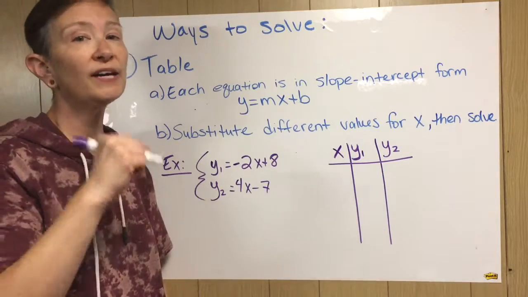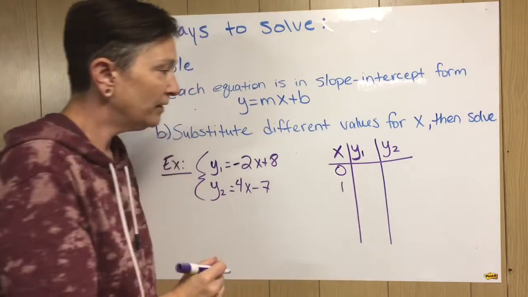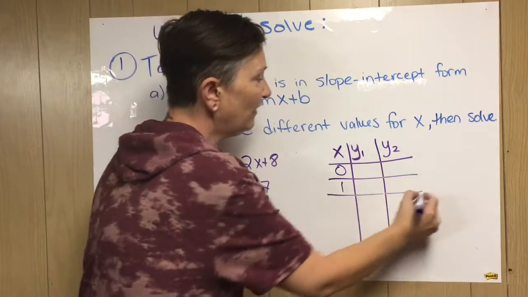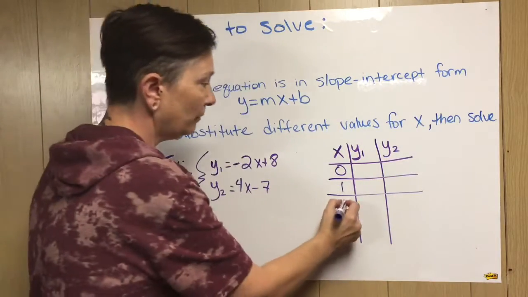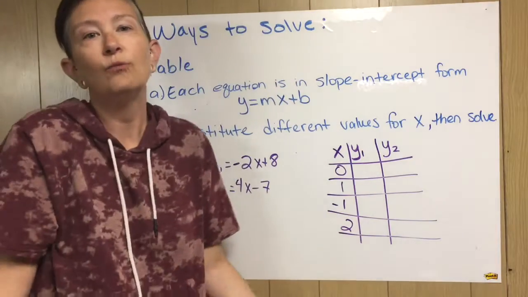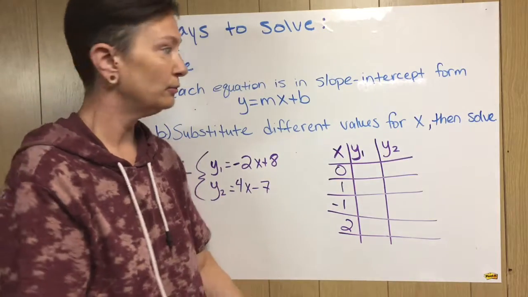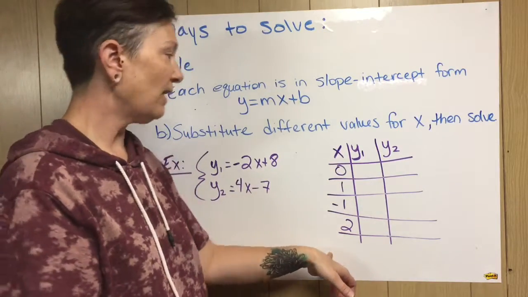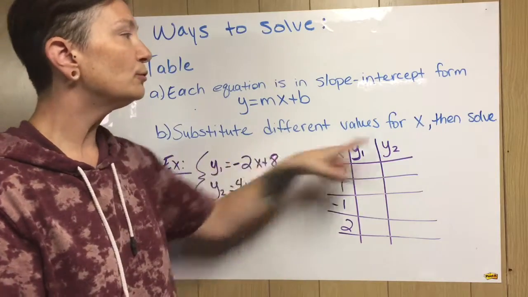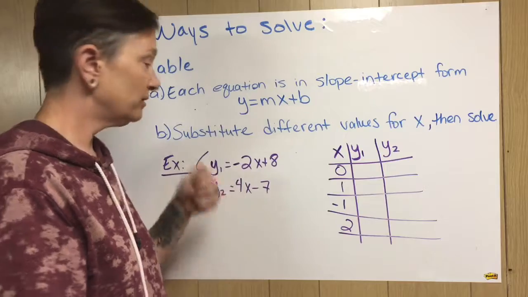You can pick your x values. It's easy to start with 0 and 1, and then you might want to pick a negative number, but you can also pick 2, 3. Again, whatever you feel comfortable with is fine. Once you've chosen your x values, you substitute those in and solve for both equations.